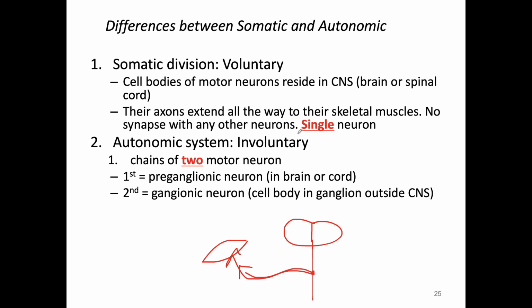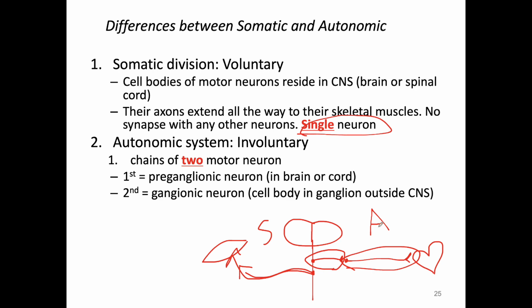So somatic division has single neurons innervating them, whereas the autonomic division is made up of two different neurons. You have what's called a preganglionic neuron and a postganglionic neuron before reaching, let's say, your heart. So again, major difference: somatic, single neuron extending all the way to the muscle. Autonomic, it's a series of two neurons going towards whatever the effector cell is going to be.